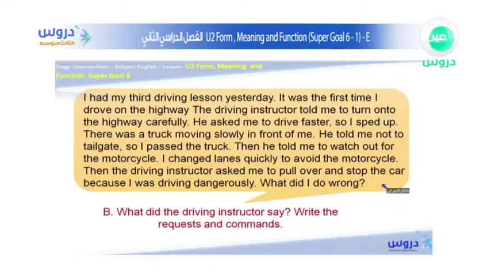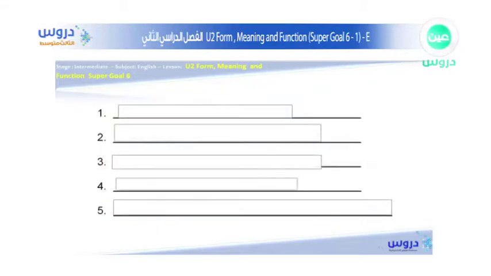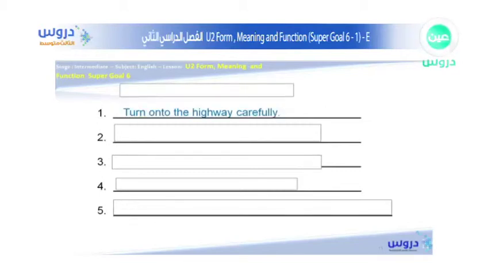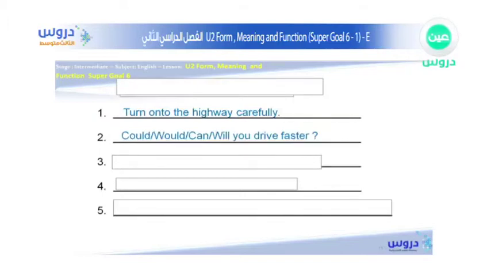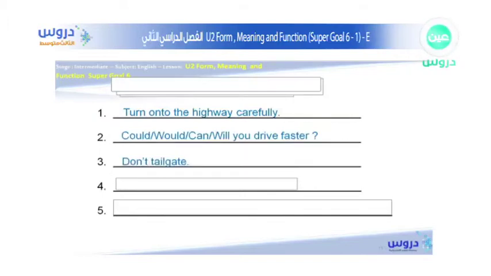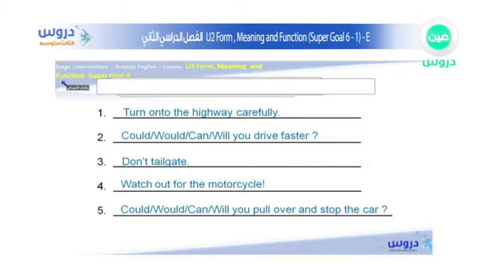What do you think? Will you drive faster? Beautiful. Excellent. So, the first thing, turn into the highway carefully. Could, would, can, will you drive faster? Don't tailgate. Watch out for the motorcycle. Could, would, can, will you pull over and stop the car? So we can say it as an instruction. We can say it with reporting. We can use the instruction as we said. Don't tailgate. Turn into the highway carefully, and so on.